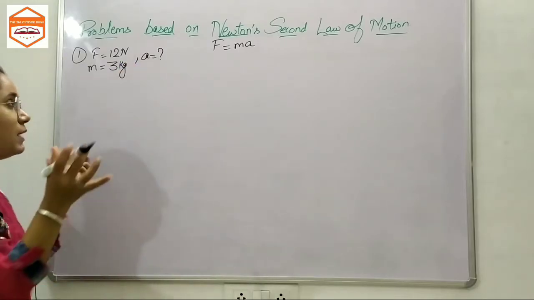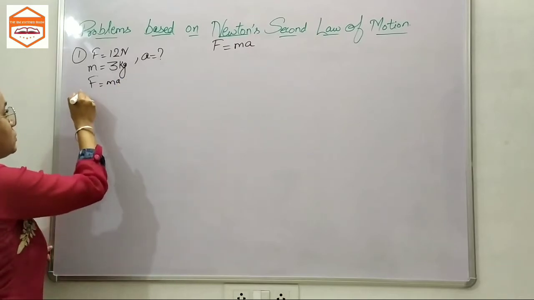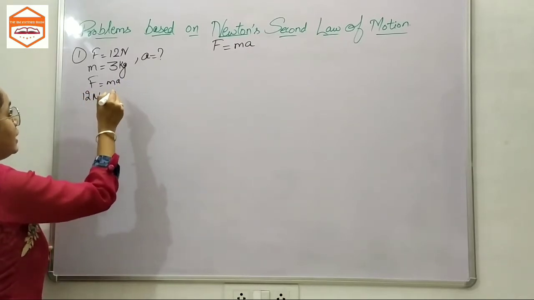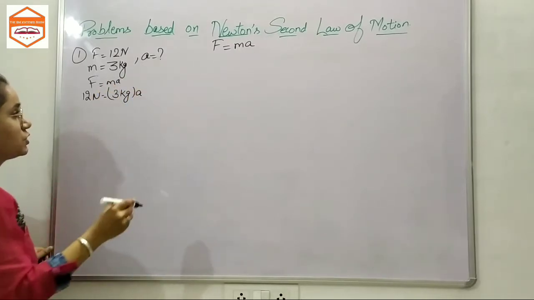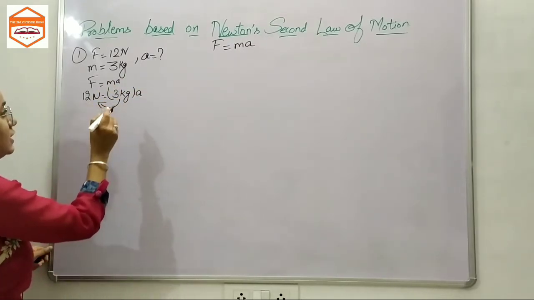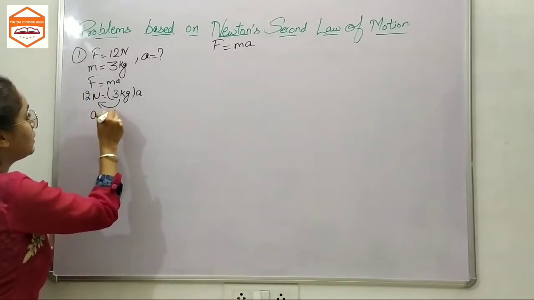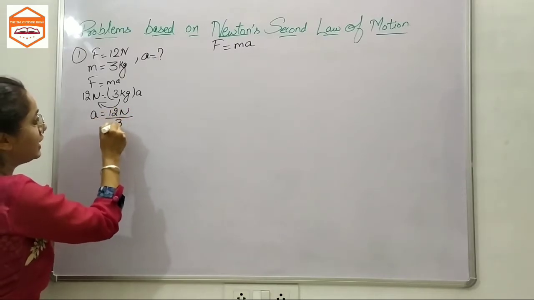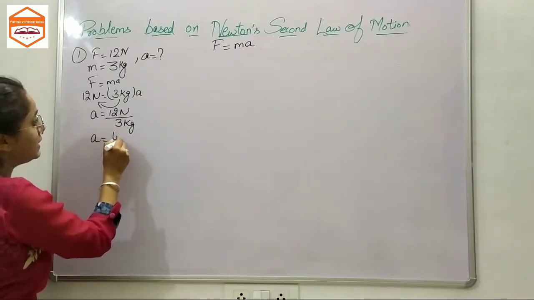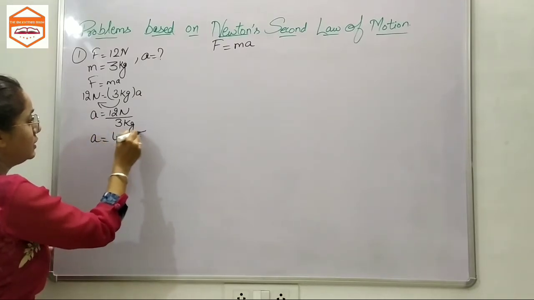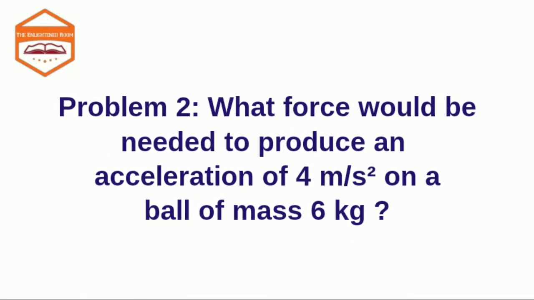So what you will do is apply the formula and put the values in this formula. So force is 12 Newton here, equals 3 kg mass times the acceleration. So when you need to find acceleration, the 3 kg will go on the other side of this equation and you will get 12 Newton over 3 kg, and the answer is 4 meter per second squared. So you have got the answer. Now let's move on to the second problem.